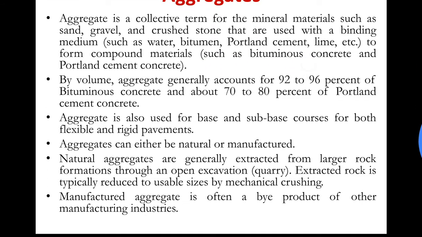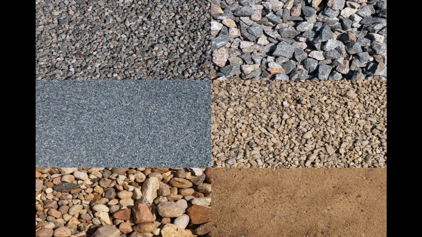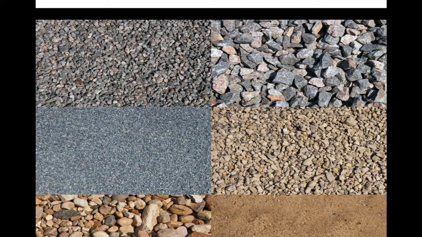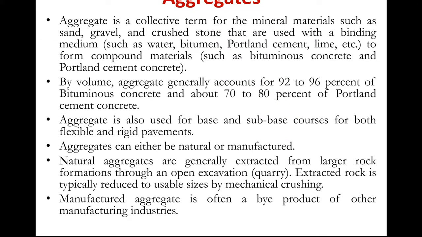Okay, so basically aggregates are nothing but the mineral elements, which may be boulders, stones, cobbles, sand, etc. Now all these differences are based on the size. Okay, so the aggregates could be coarse aggregate or they could be fine aggregate.